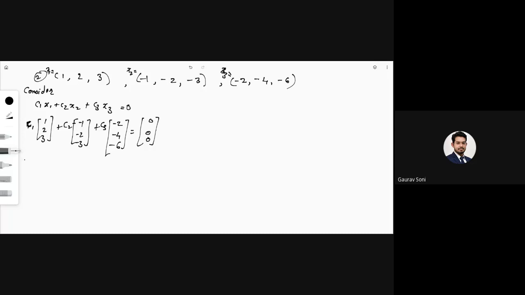So if we multiply and add, we will have C1 minus C2 minus 2C3. The second will be 2C1 minus 2C2 minus 4C3. The third one will be 3C1 minus 3C2 minus 6C3 is equal to 0, 0, 0.